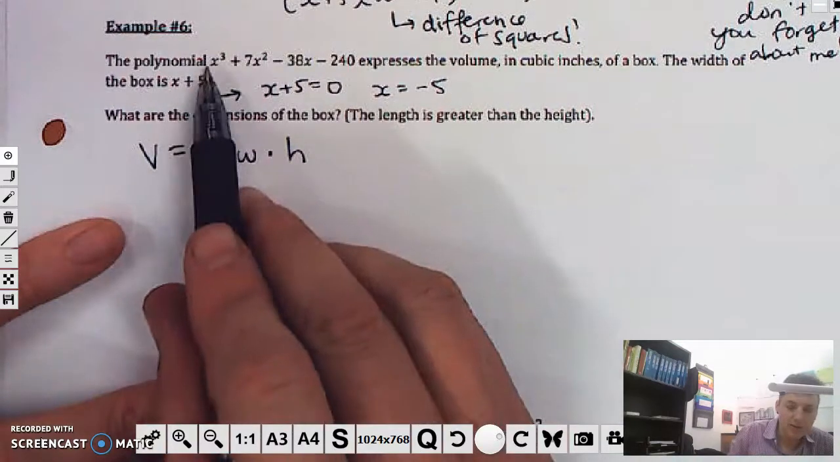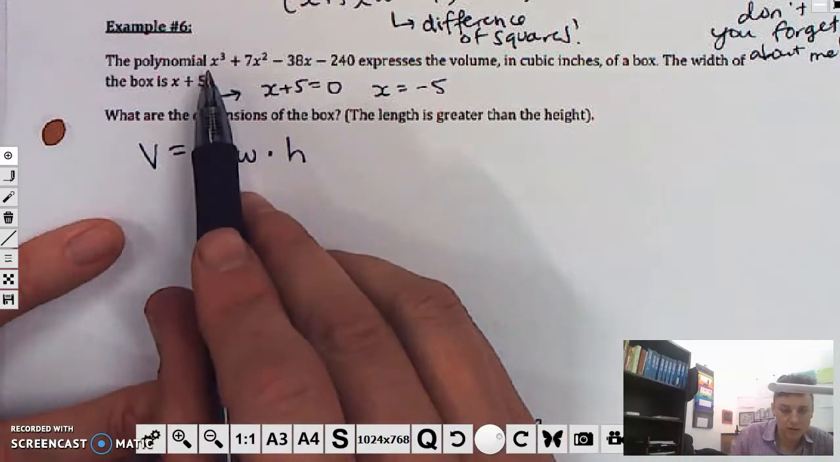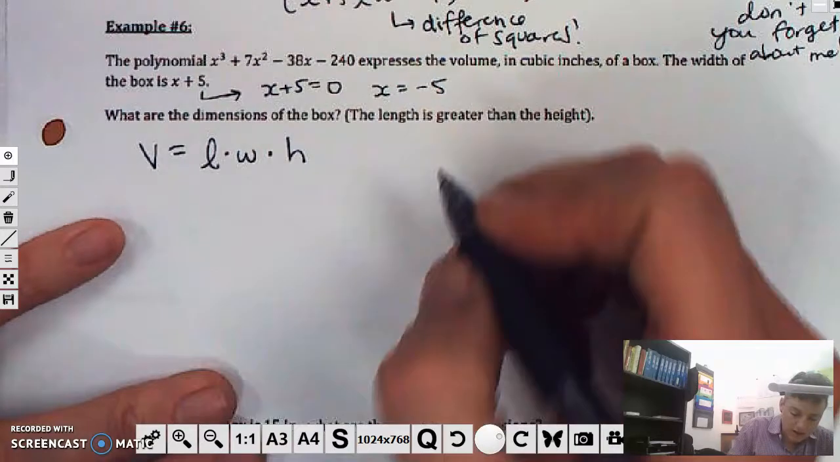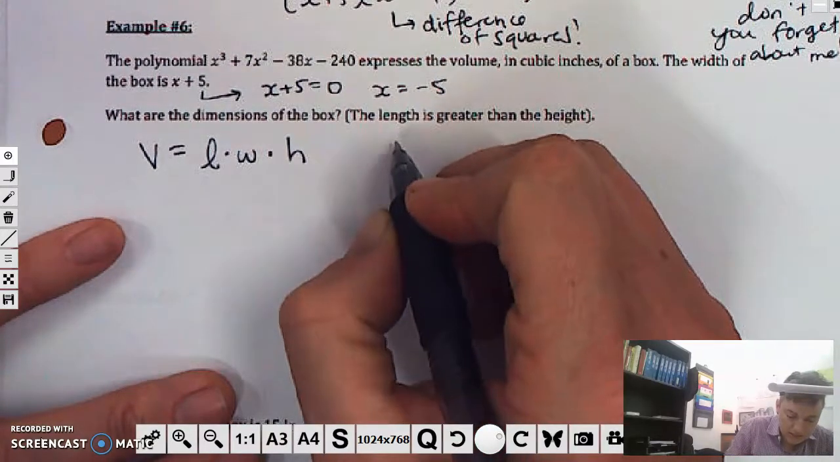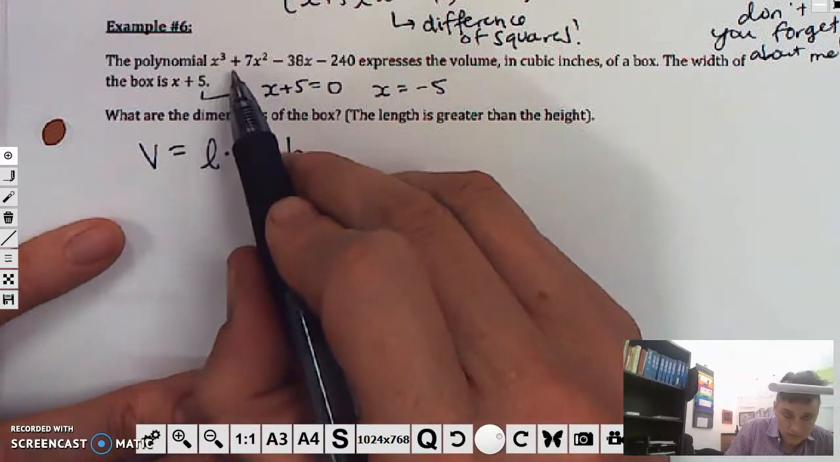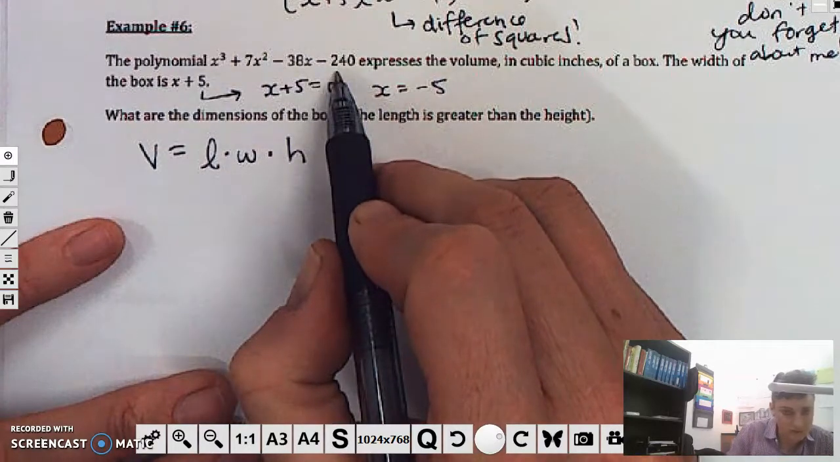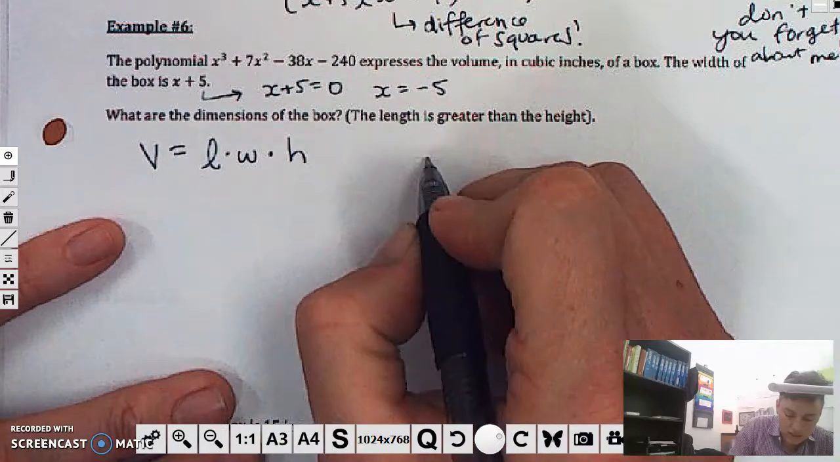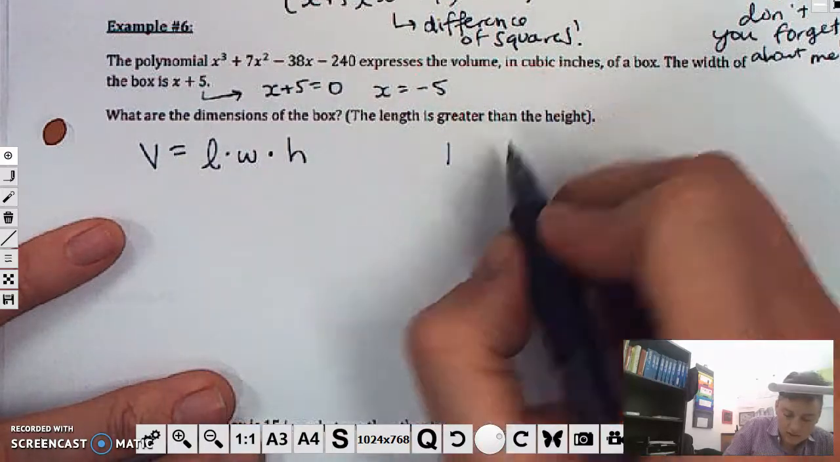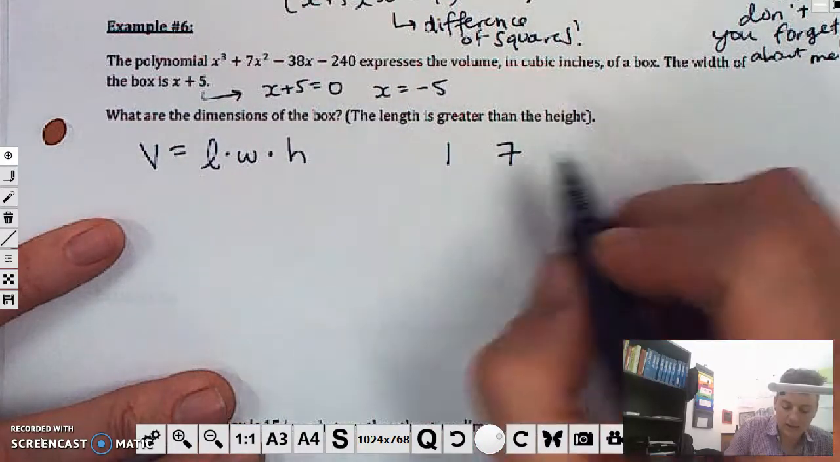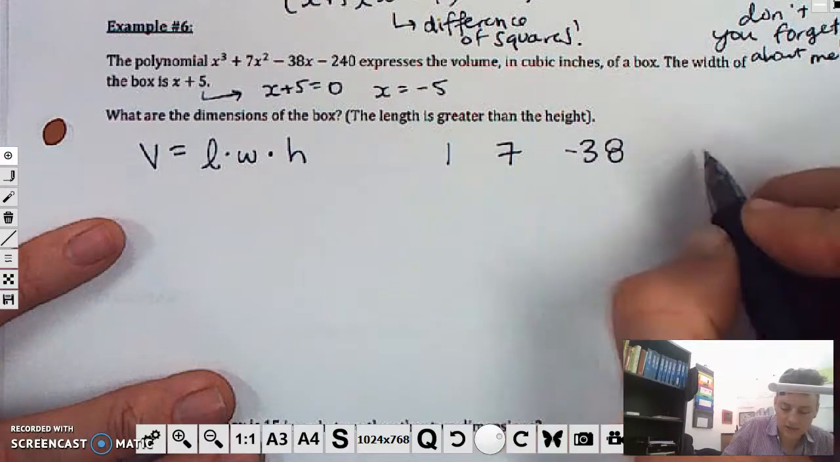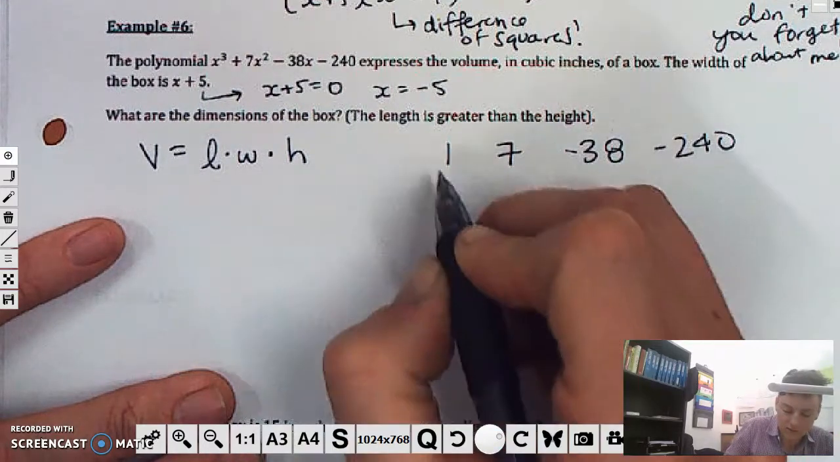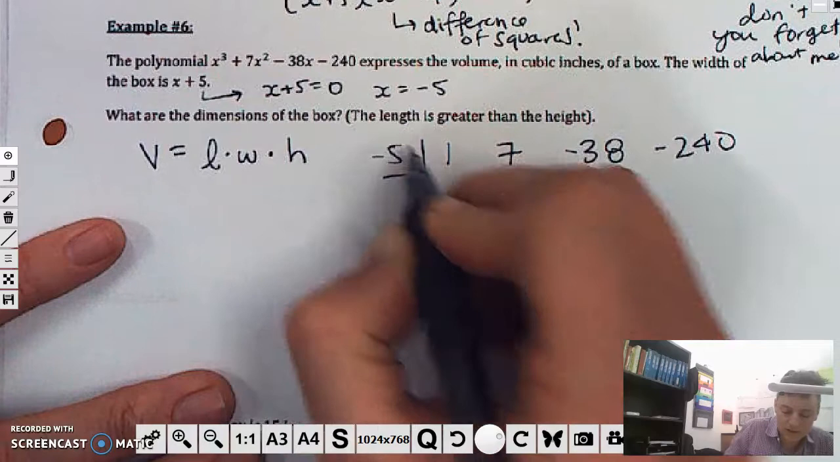Let's bring our polynomial down here that expresses our volume. It's in standard form. We are not missing any terms, so let's just bring down the coefficients. X cubed, that's a 1. 7x squared, that's a 7. Negative 38x, that's a negative 38. And negative 240. What goes in the box? Negative 5 goes in the box.